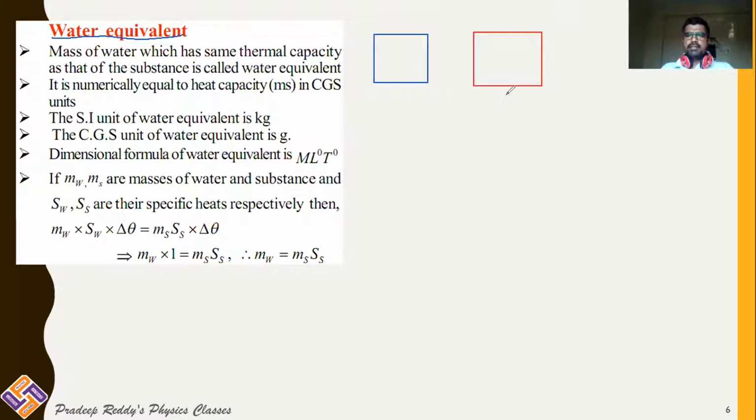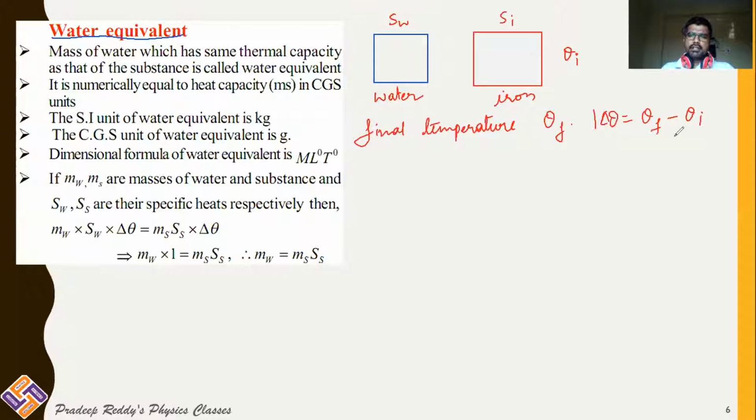Say this is iron and this is water. Water has specific heat SW, iron has specific heat SI. Initially both are at temperature theta initial. After some instant of time, the temperature has increased to theta final, theta F. Delta theta is equal to theta F minus theta I. This is the temperature change or temperature increase.